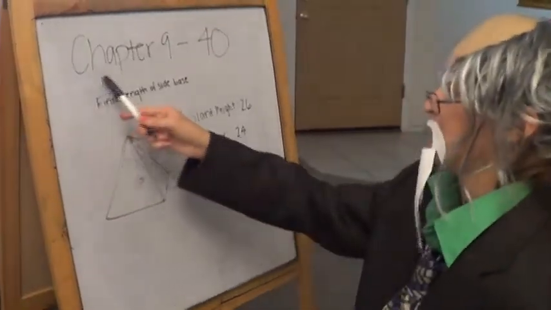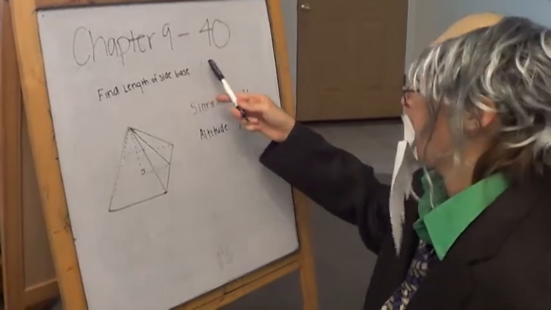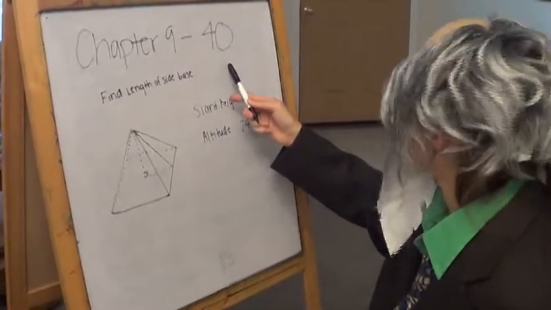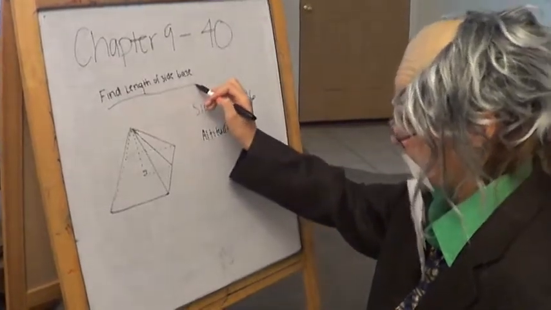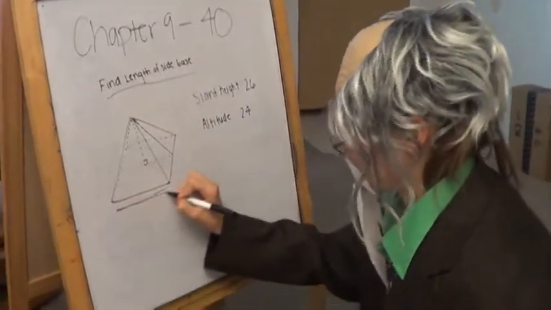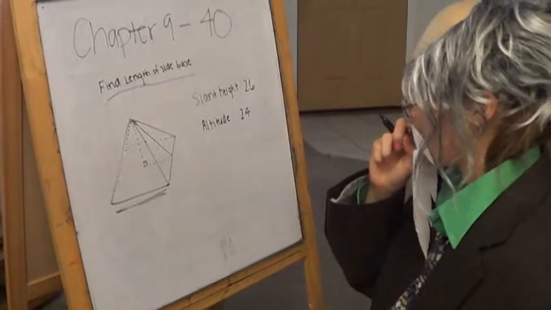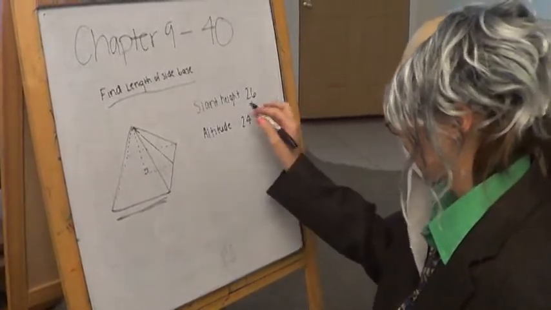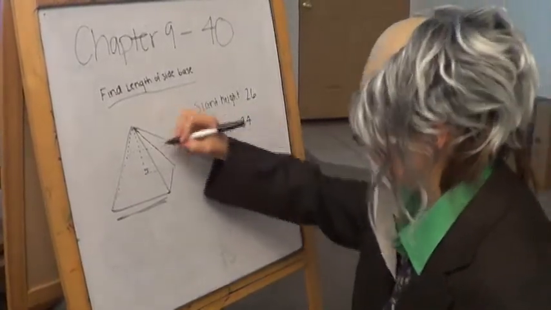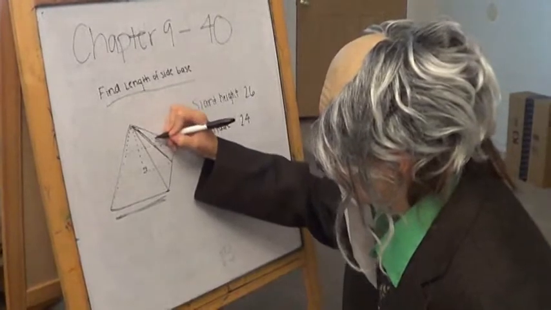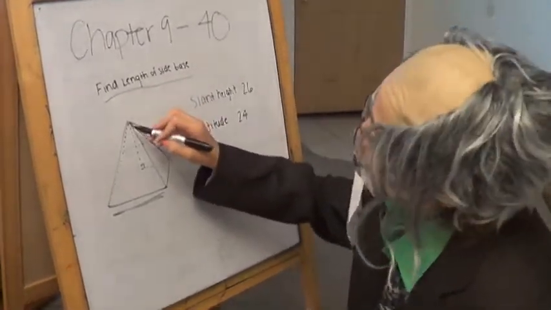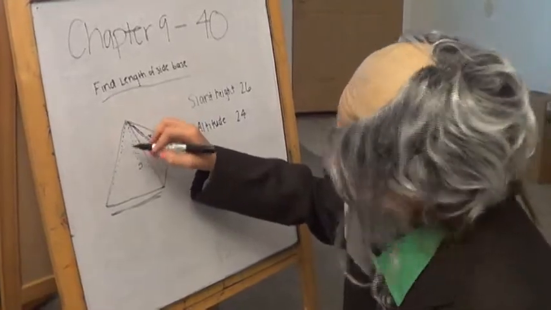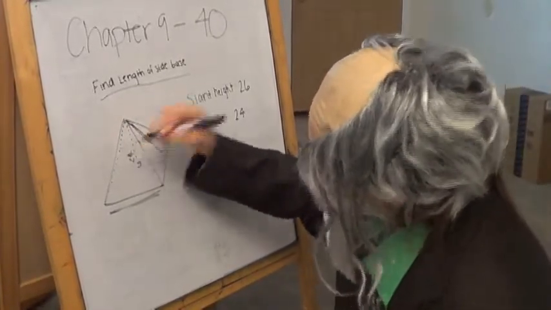Taking it back to Chapter 9, we're going to take a look at problem number 40. And it says here to find the length of the side base. So this is the side base right here, that's what we're trying to find. And it gives you the slant height, which is right here. It says that's 26, and it gives you the altitude, which is the dotted line in the middle, and it says that that is 24.